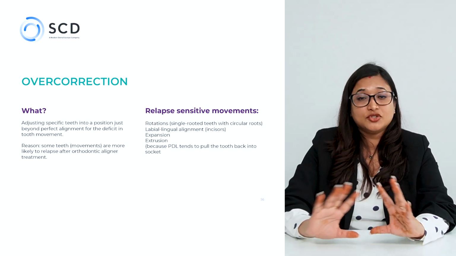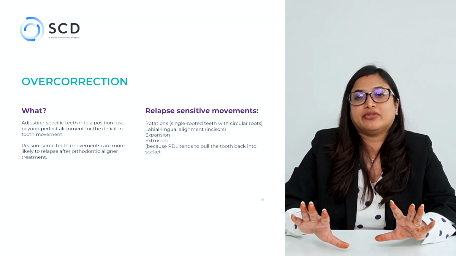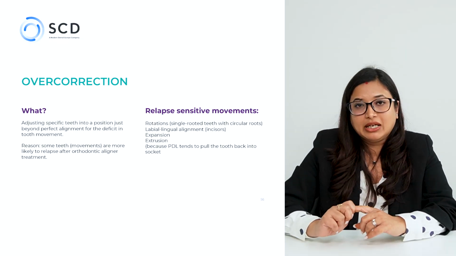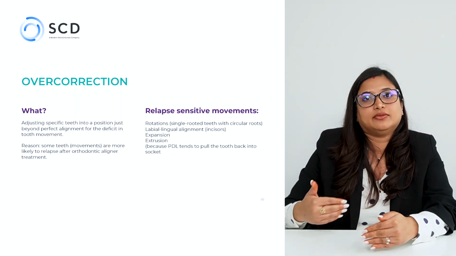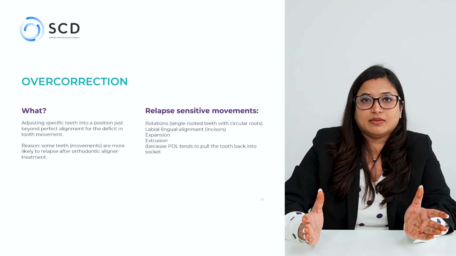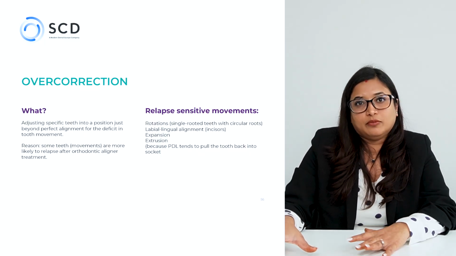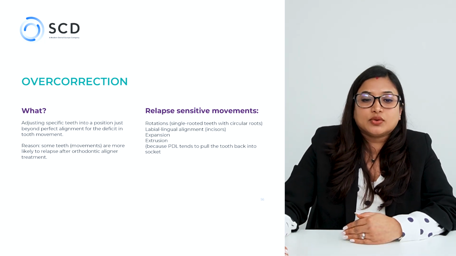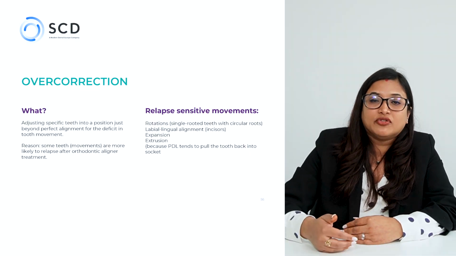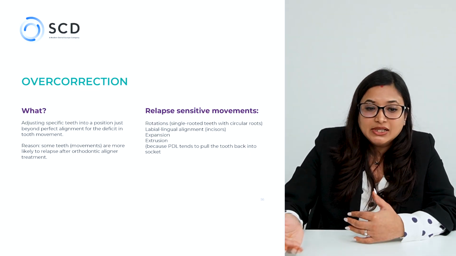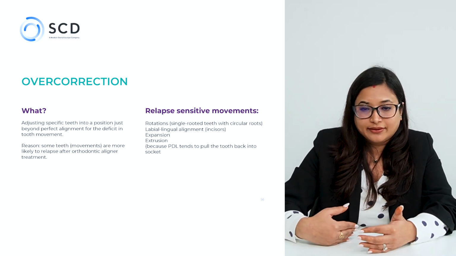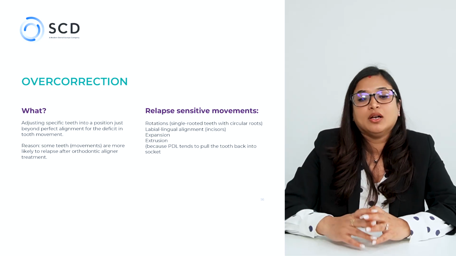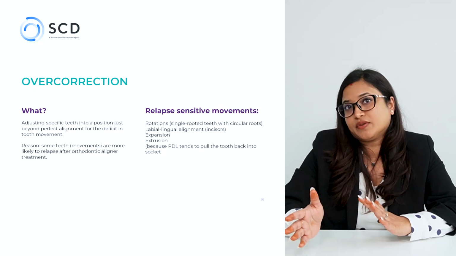Overcorrection. This is a very general, commonly used term for orthodontic treatments. All orthodontists, if I know correctly, use overcorrection even in their treatment, because it brings about a sort of peace of mind that even after a certain amount of relapse, the treatment will still end the way that we want it to. So basically it is adjusting specific teeth into a position just beyond perfect alignment to compensate for a deficit in tooth movement. Some teeth are more likely to relapse after orthodontic aligner treatment. Of course, when you're wearing aligners and retainers following the protocol correctly, you will have less chance of it, but there are chances of it happening.